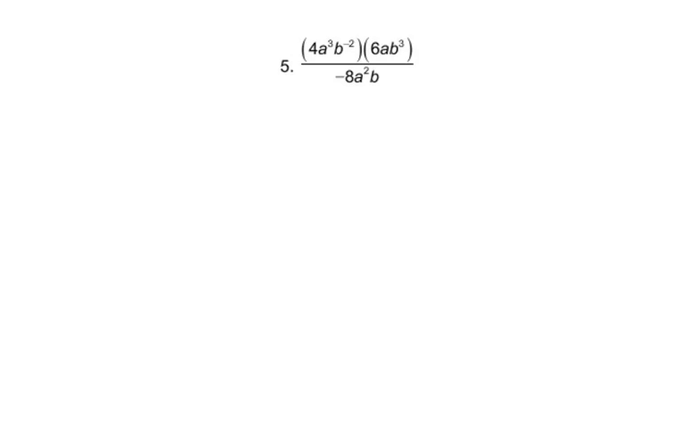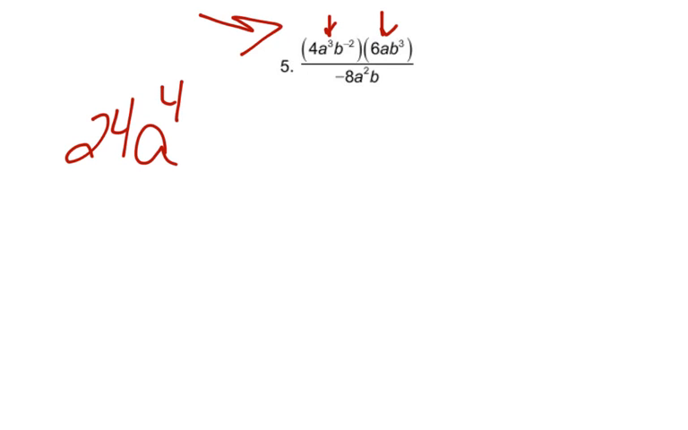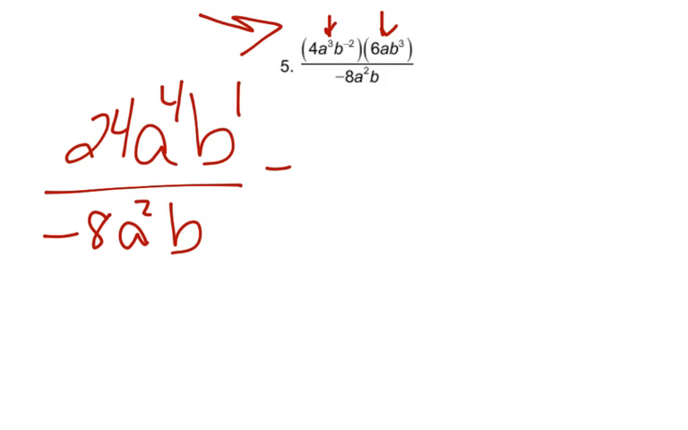Several steps for this one. Deal with the top first. We're multiplying, so you multiply the coefficients, you add the exponents. 4 times 6 is 24. A to the 3 plus 1 is 4. B to the negative 2 plus 3 is 1. You don't have to put that 1. I just put it there so you know what I was doing. All over negative 8 a squared b.